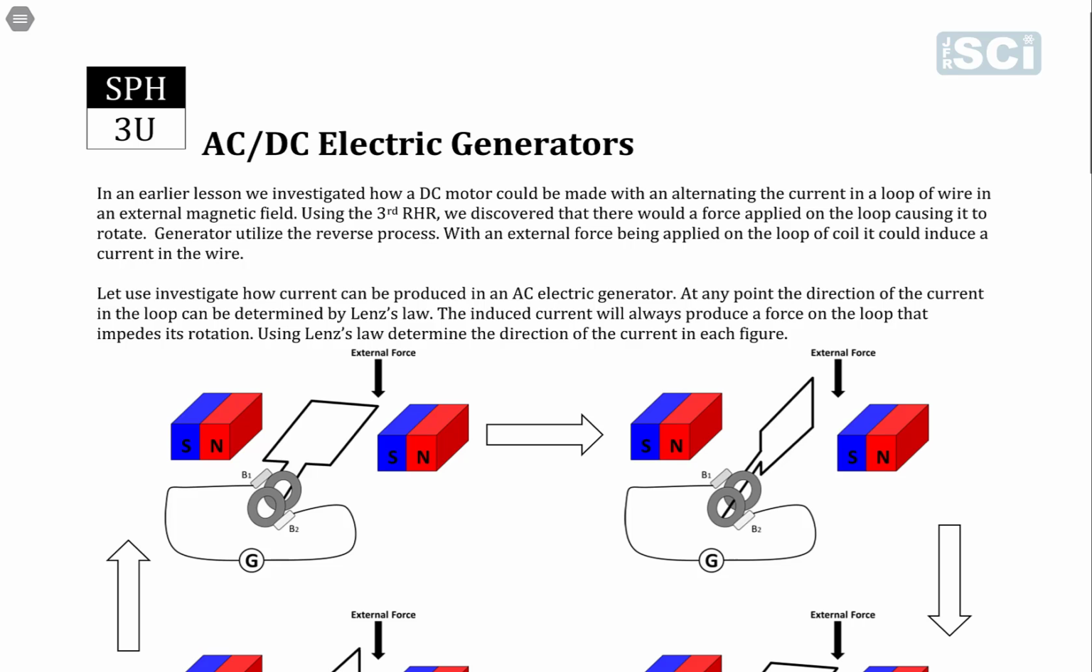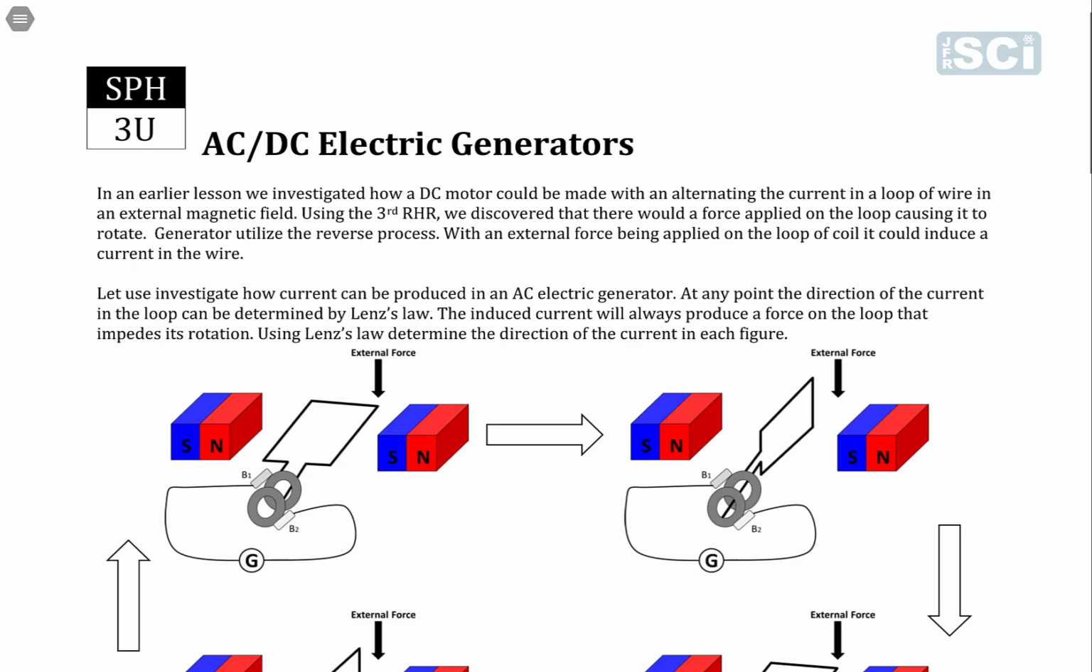So in a previous lesson we investigated the idea of DC motors, and we used alternating current in a loop of wire with an external magnetic field. And we used the third right-hand rule to discover that when a force is applied on the loop, it causes it to rotate. And this force was generated because of a current running through the wire.